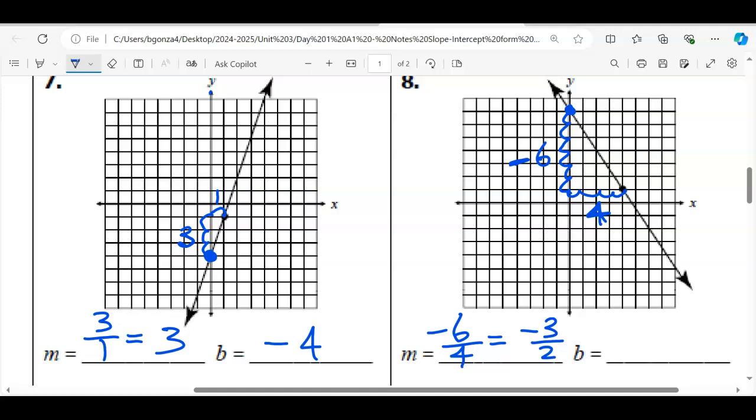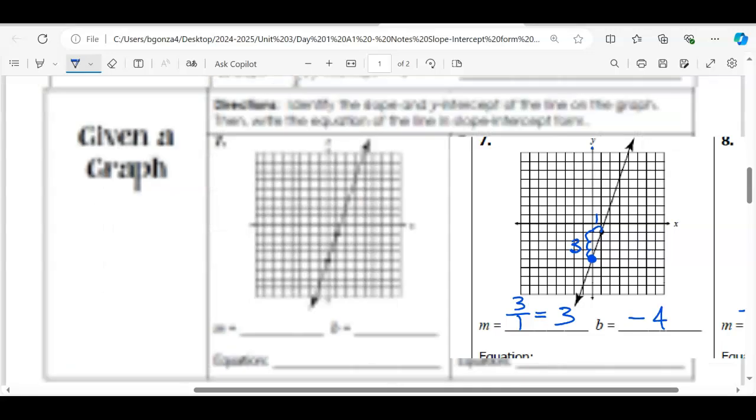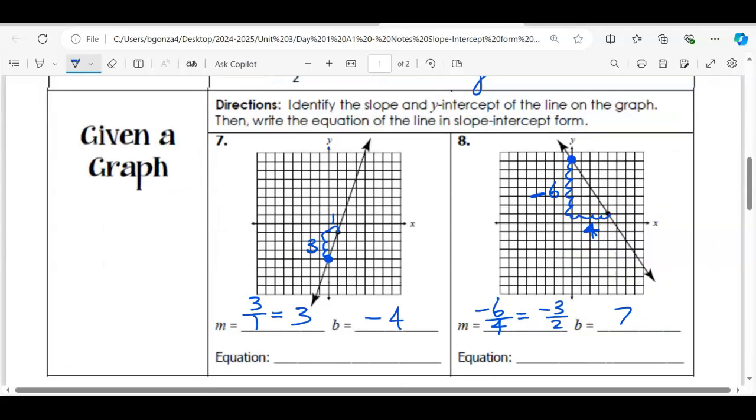Now where's the y-intercept? It crosses this y-axis right here. So here's 0. 1, 2, 3, 4, 5, 6, 7 up. 7 above 0 means positive 7. Okay. So now I have m, and now I have b.